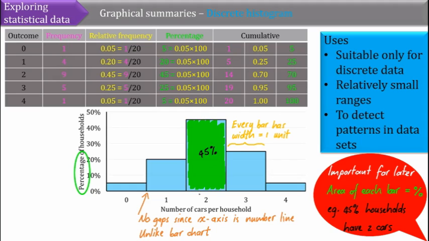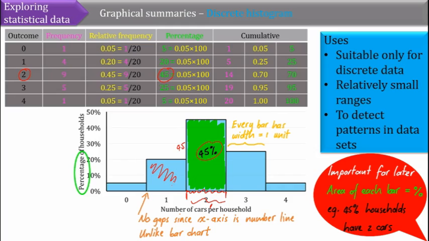Now, how can I say that? Well, if we look at just basic geometry, the width of the bar is 1 unit, because it goes from 1.5 to 2.5. The height of the bar, this is percentage, so the height of the bar for 2 is 45. So if the height is 45 and the width is equal to 1, then 1 times 45 is 45%. Right, so the area of the bars.